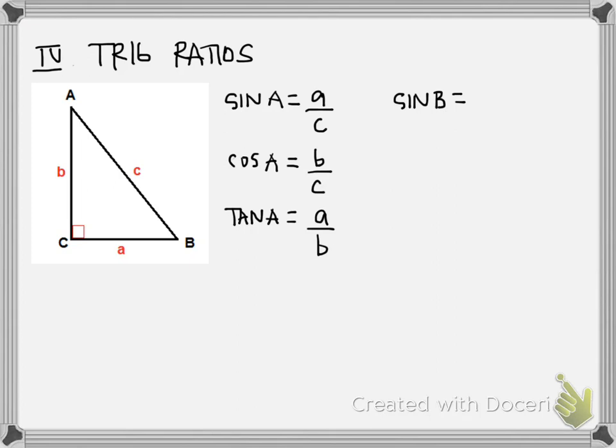If you were changing this and going to look at angle B, then same thing. Sine is the side that's opposite, so the opposite of angle B is going to be side B over the hypotenuse. Cosine of angle B is going to be the side that's adjacent, so this is going to be A over your hypotenuse. And tangent of B is going to be opposite over adjacent.